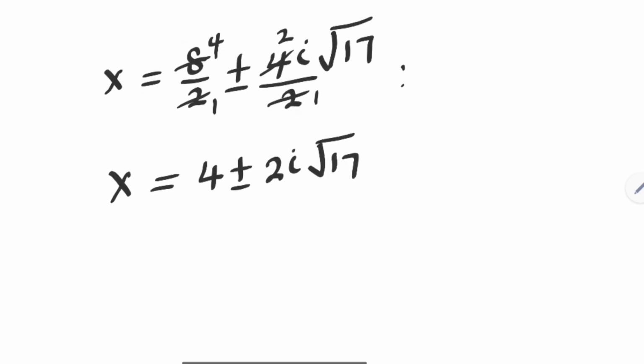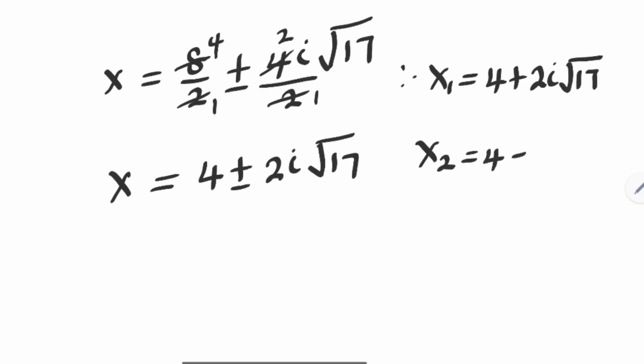Therefore, x1 is equal to 4 plus 2i square root of 17. x2 is equal to 4 minus 2i square root of 17. These are the values of x. We've gotten the values of x. Let us solve for y.